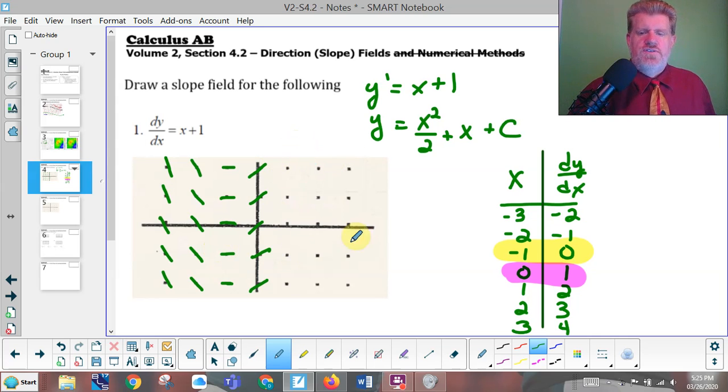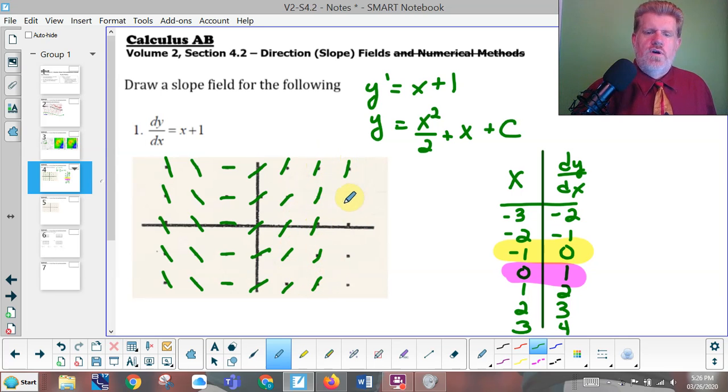But notice here when x is 1, slope is 2. So these slopes are going to be getting more and more steep. This will be a slope of 3. And this will be a slope of 4. So I did the best I could.